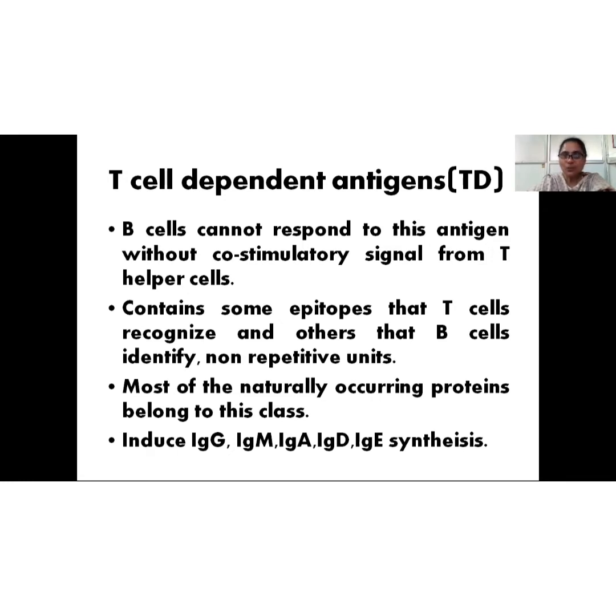T helper cells are required. B cells alone will not be able to respond. Since both the cells are required, this kind of antigen contains two types of epitopes. That is, some epitopes will be recognized by T cells and others will be identified by B cells. When T cells recognize, they then give signal to B cells. This is a very important and interesting way in which antigen is presented and how T cells help in production of B cells.